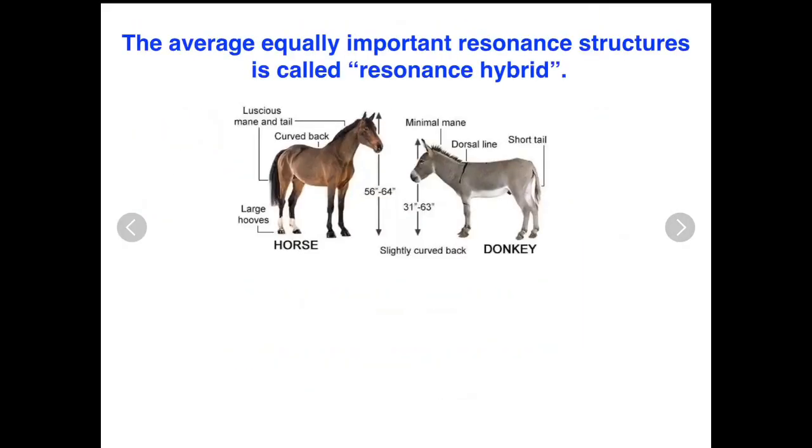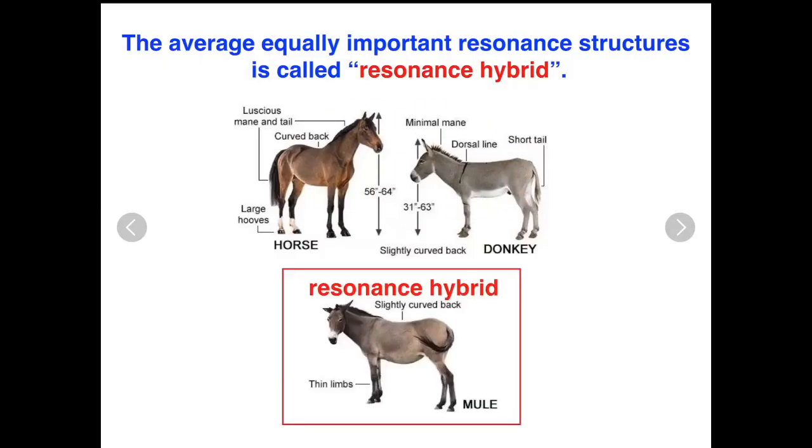This is similar to, if you think about it in terms of a horse and a donkey, say these two are resonance structures of each other and they are equally important. The average of these two is going to be the actual structure of the molecule. It is the average representative of the two equally important structures, and it's going to be represented as the hybrid structure. In this case, a mule would be the resonance hybrid of these two. That's the analogy.